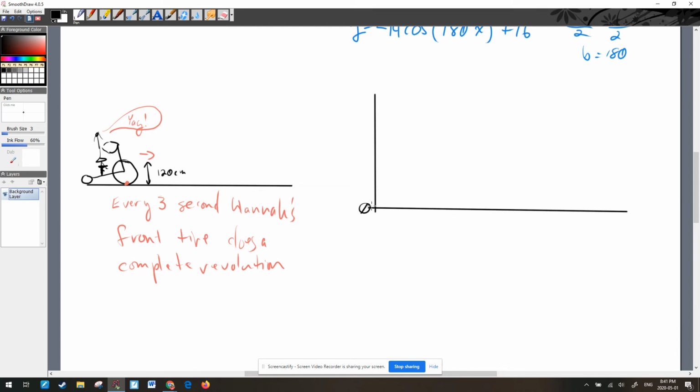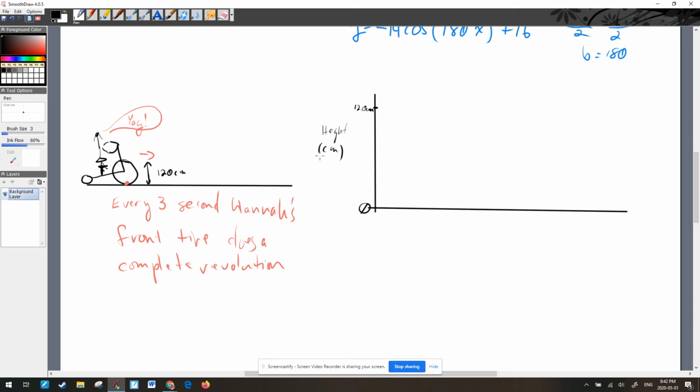What is the highest above the ground that the gum is going to get? Well, as Hannah goes forwards, the gum is going to go up till it gets to the top of the tire. So the maximum height the gum is going to reach is 120 centimeters. So the maximum up here is 120 centimeters. So there's the minimum at 0. There is the maximum. So I'm going to label this as height in centimeters.